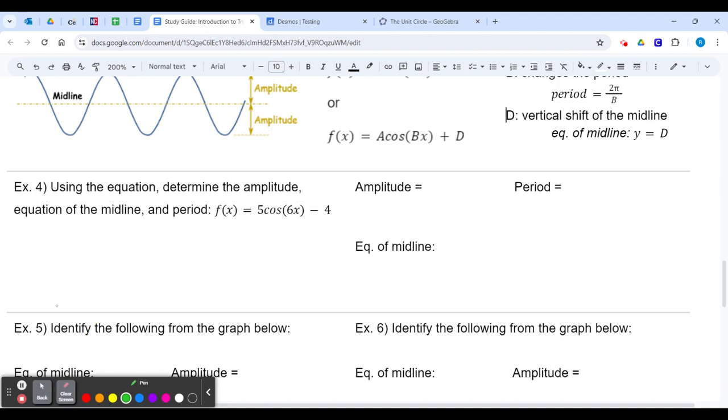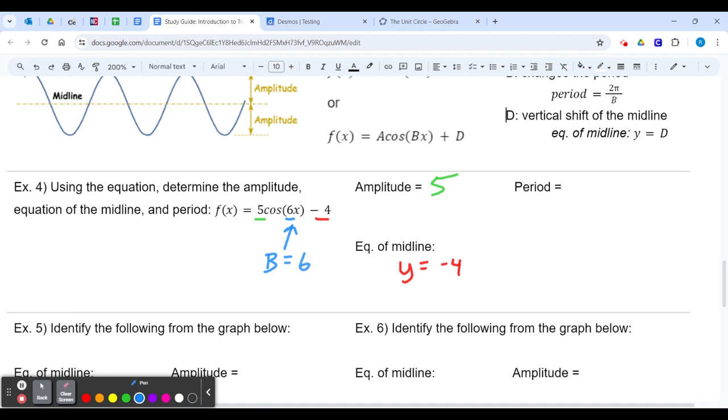My amplitude should be 5 because that 5 is out in front. The equation of that midline, that's the thing at the end here, is negative 4. So we'll have y equals negative 4. That's our shift. And then to find the period, I need to find what B is. So 6 is B.